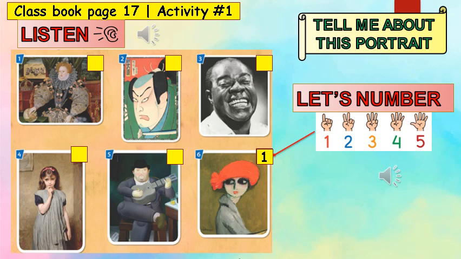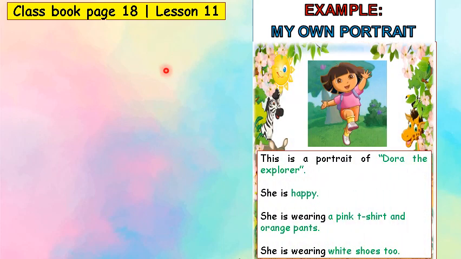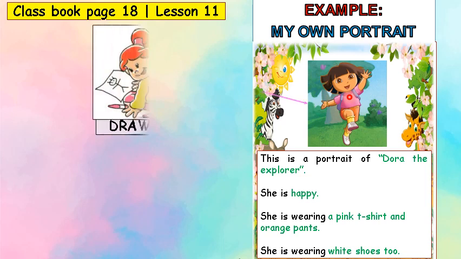Now that you listen, you are going to order, okay? Let's continue with the next activity. Okay, class book page 18, lesson 11. My own portrait. We are going to create our own portrait. Let's see what do we have to do. Look at this. Who is she? She's Dora the Explorer. Yes, she's Dora. Do you like Dora? Yes or no? Yes, we have seen many times Dora.